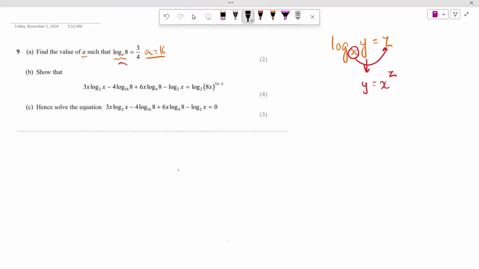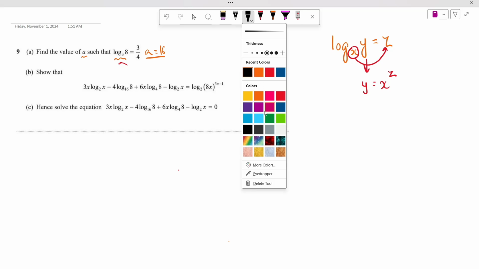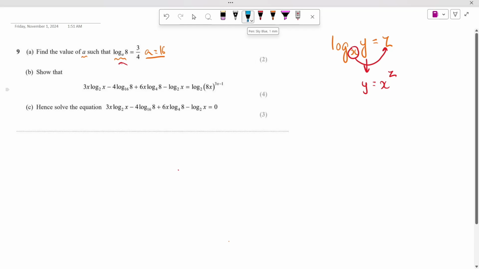In the second part, it's given that we have to prove something. First of all, we'll start with this one. We'll just take a single term and simplify it. It's given 3x into log to the base 2 of x.